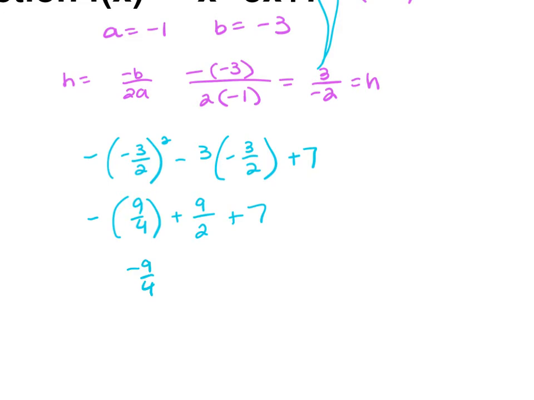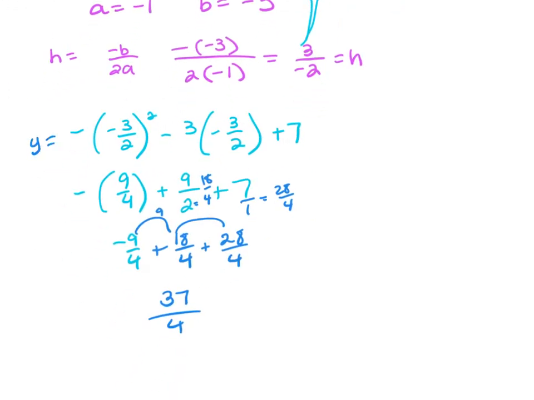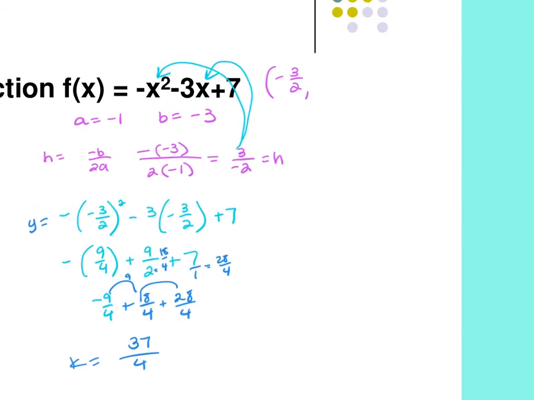I need them all to have a denominator that is 4. So this is 18/4, and this is 28/4. Negative 9 and positive 18 is 9. 9 plus 28 is 37 over 4. And that's the k. So this is a y equals, but it's a specific y. It's the y that is the y coordinate of my vertex, which would also be k.